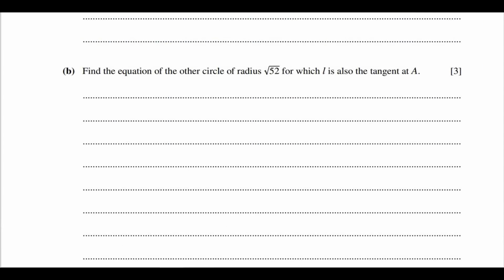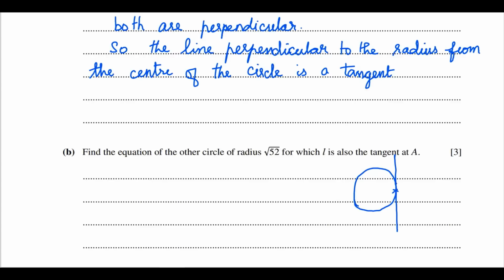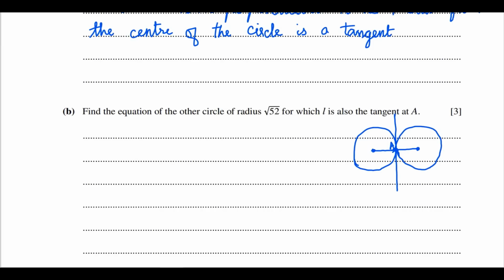Next part of the question is find the equation of the other circle of radius square root of 52 for which L is also the tangent at A. This is the point A. So we have to find the equation of the other circle for which L is also the tangent at A. So the center of the other circle is... the center of the first circle is 5, 11, and A is 1, 5.